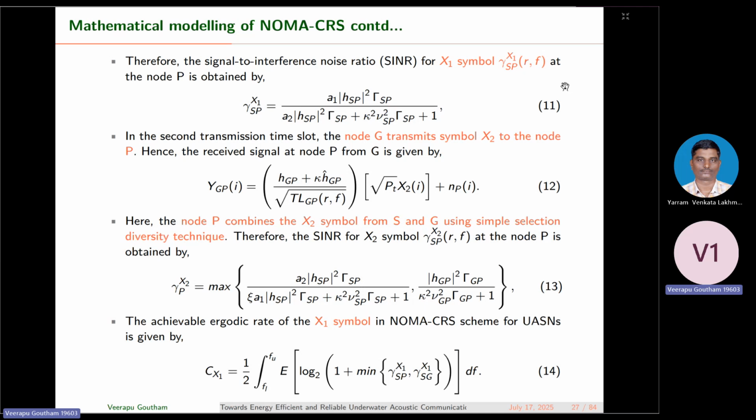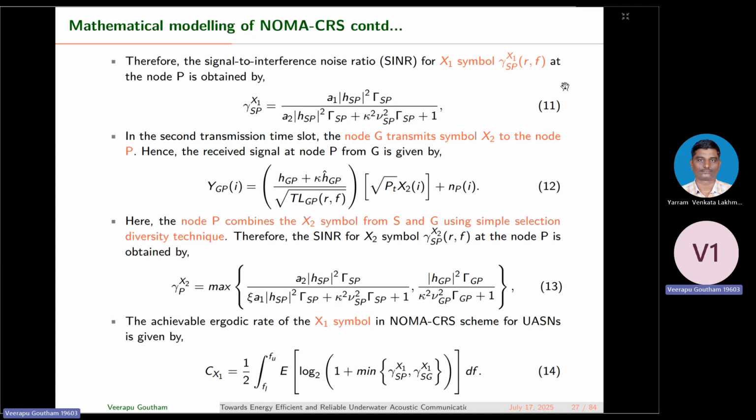Now we are going to find out how much data rate we achieved. Okay, the achieved ergodic rate for the x1 symbol is given by equation number 14. Here, ergodic rate is the average channel data rate over time. Okay, that we can find out by using the expectation of this. Now I need to find out the expectation. How can we find out the expectation?